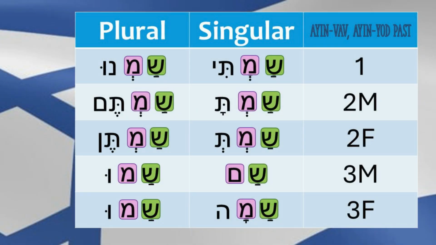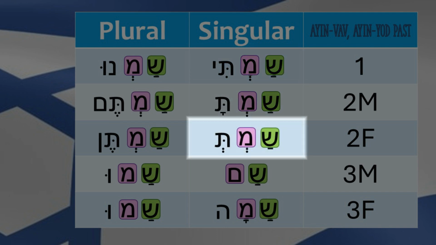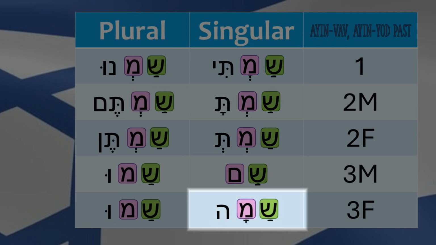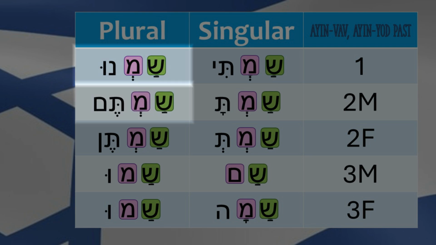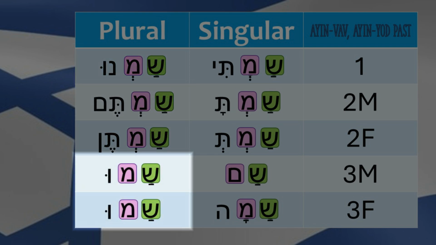And for lasim, we have no dagesh because sin is not a begad kafat letter. So we have samti, samta, samt, hu sam, hi sama, samnu, samtem, samten, and hem vehen samu.